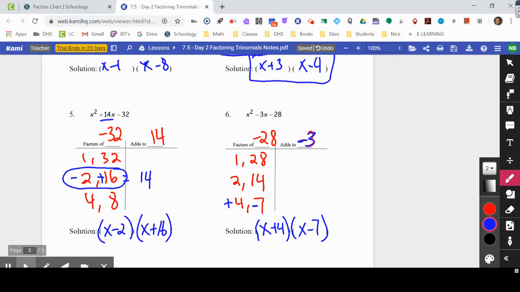All right, and that's how we factor trinomials, right, when all the signs are not positive. All right, so now it's time to do some practice. So work on skills practice 7.5.